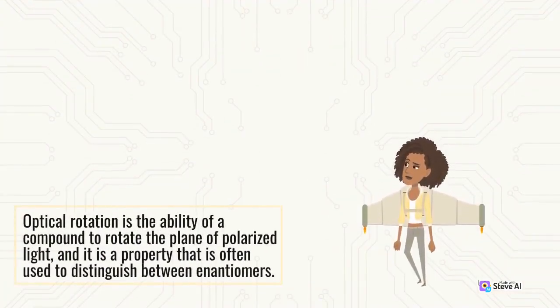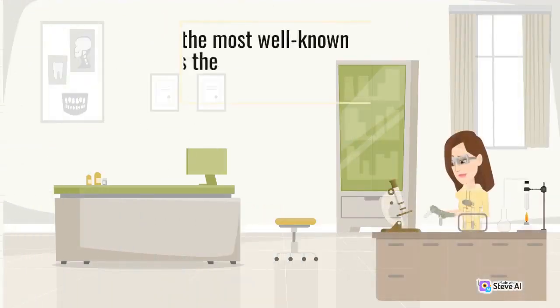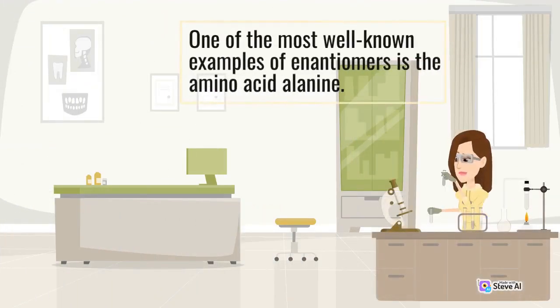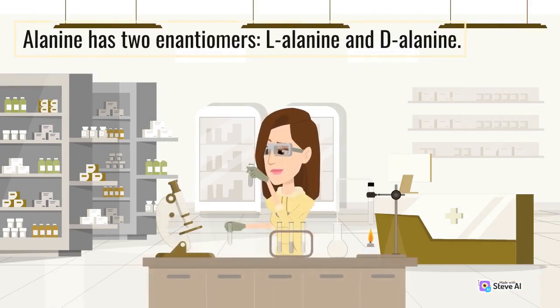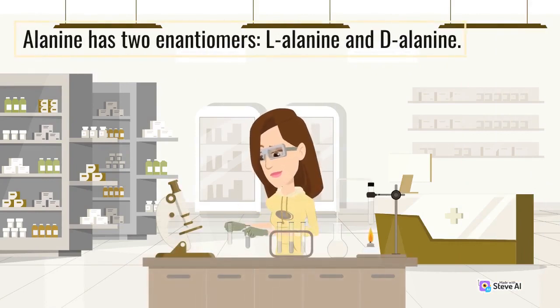Optical rotation is the ability of a compound to rotate the plane of polarized light, and it is a property that is often used to distinguish between enantiomers. One of the most well-known examples of enantiomers is the amino acid alanine. Alanine has 2 enantiomers, L-alanine and D-alanine.